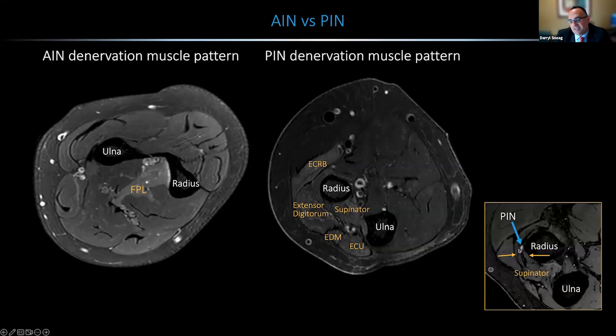Technically, the posterior interosseous nerve is not the PIN until it's actually left the supinator tunnel. So proximal to that, we call the deep branch radial nerve. But most commonly, this is just referred to as the PIN. And I think that's all you need to know. This is the posterior interosseous nerve.